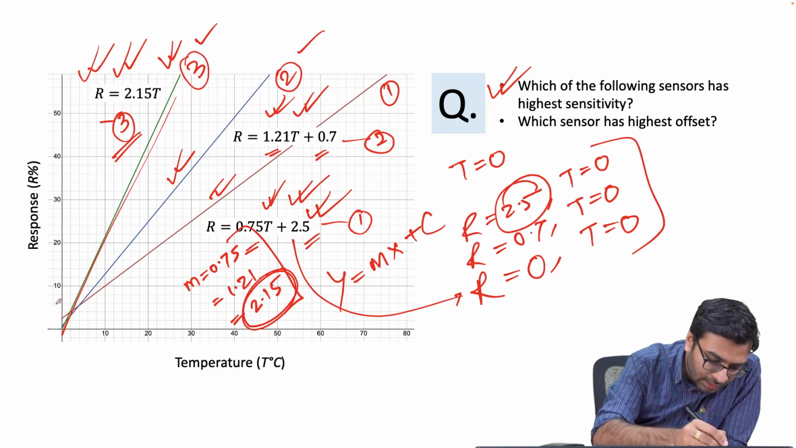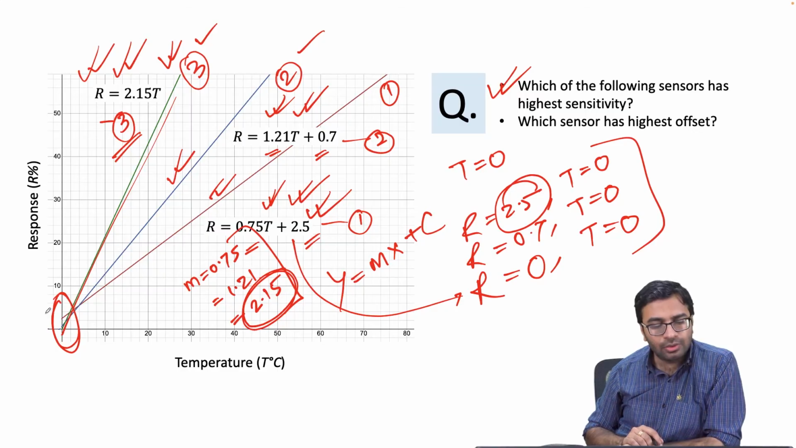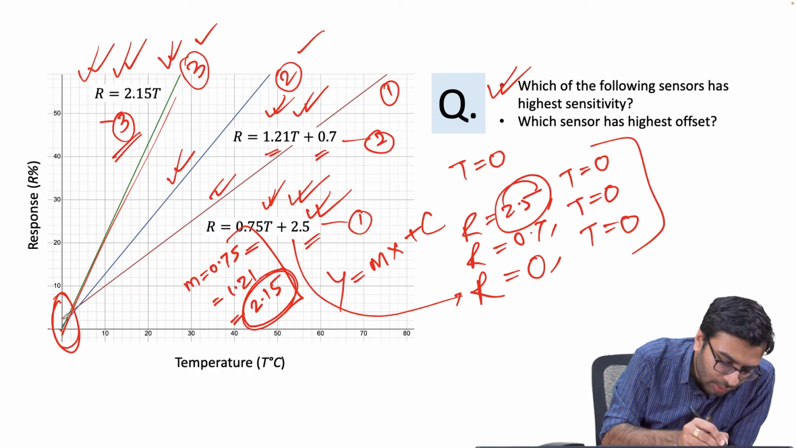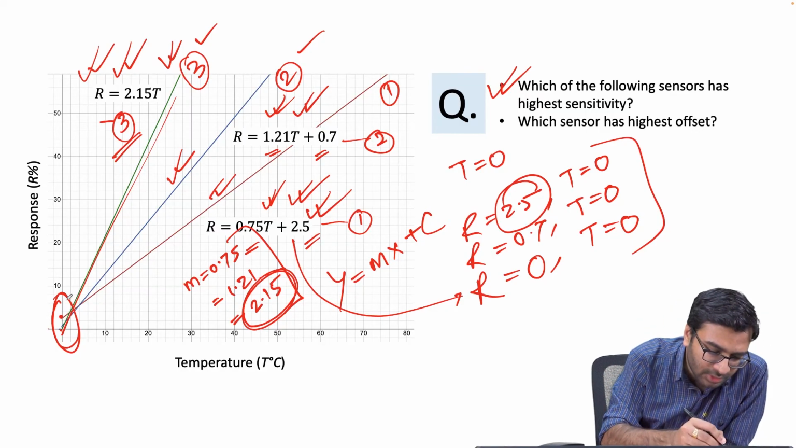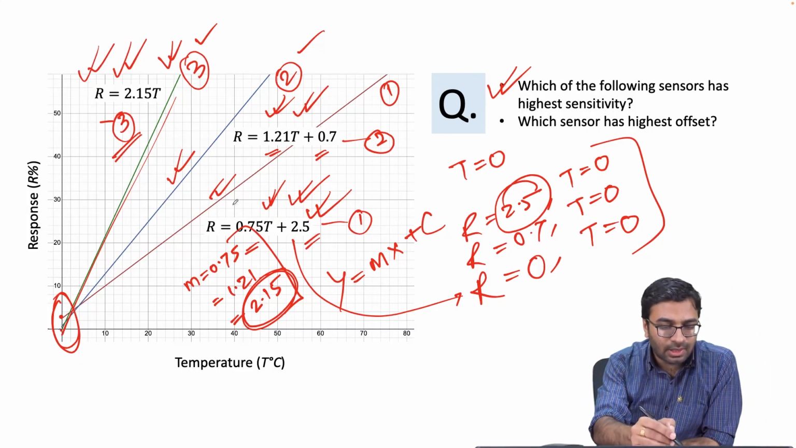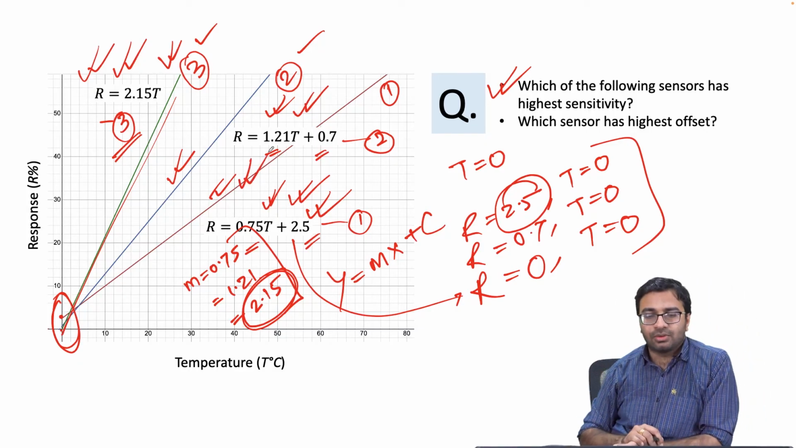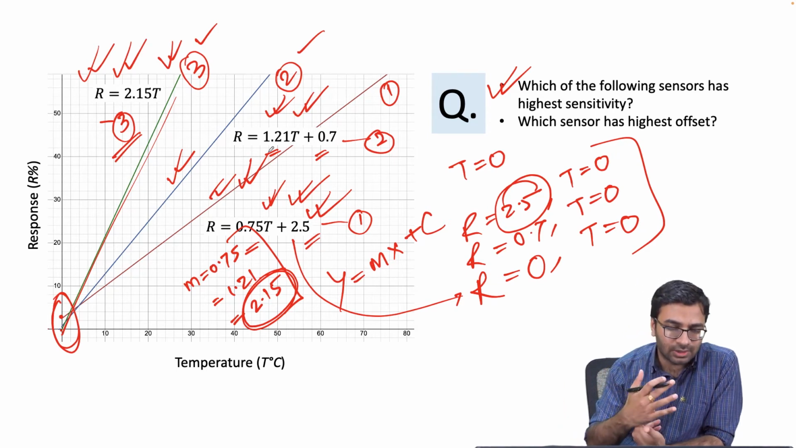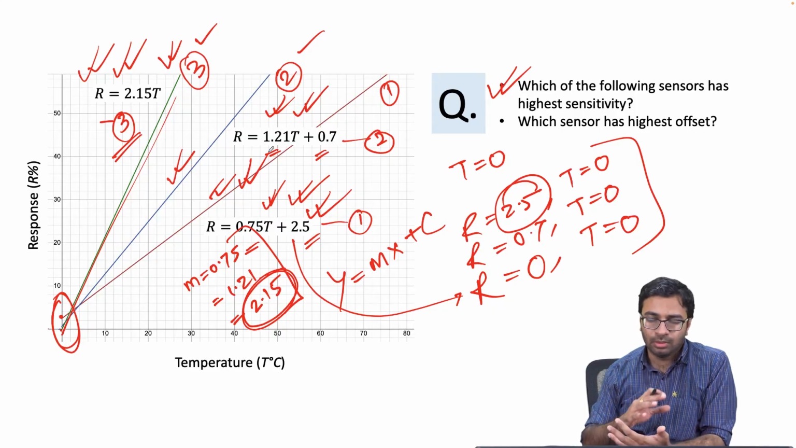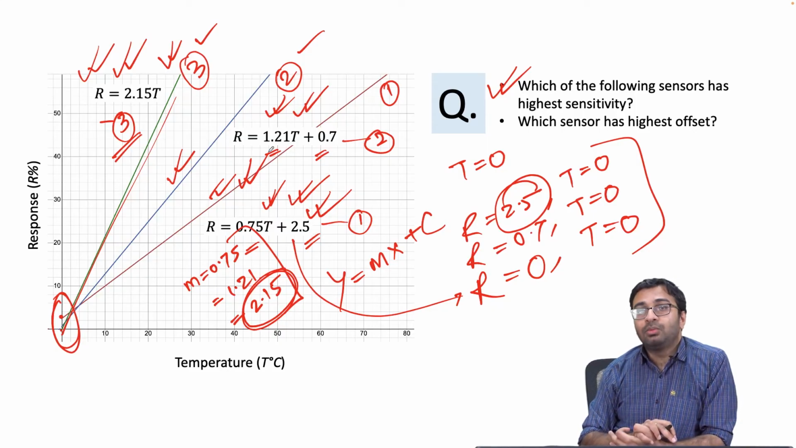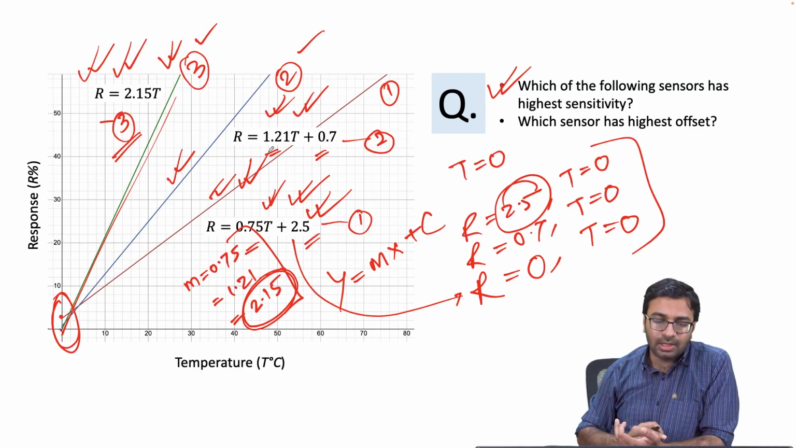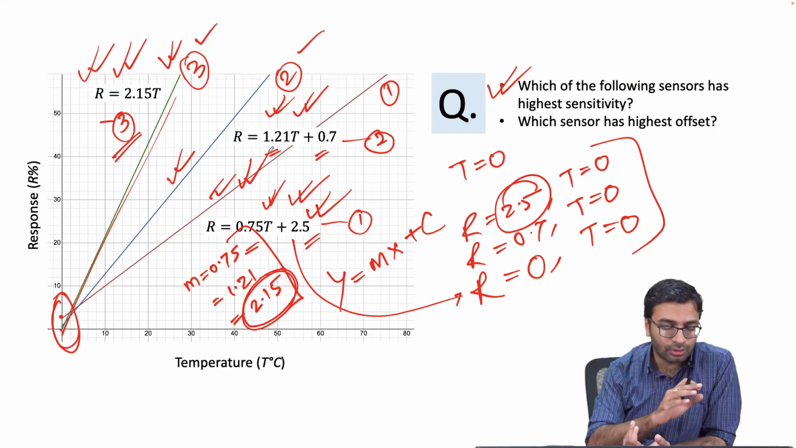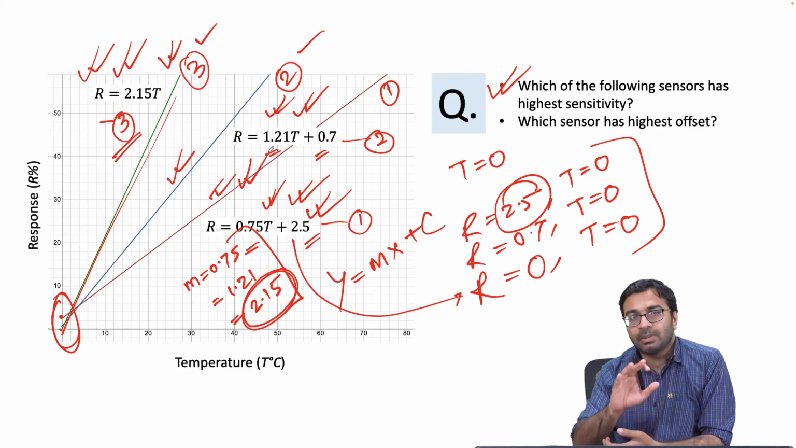Even if you look at the intercept here, from here also you will be able to understand that at t equal to 0, this sensor shows the highest response. That means that sensor 1 has highest offset. So you don't need to do a separate calculation in order to figure out the offset as well if you have the calibration curve with you. If you want to measure the offset very precisely, it's better you use the equation and put t equal to 0 into it, and then you get the precise value of the offset. Otherwise, visually also you can calculate. To some extent, you will get an idea.